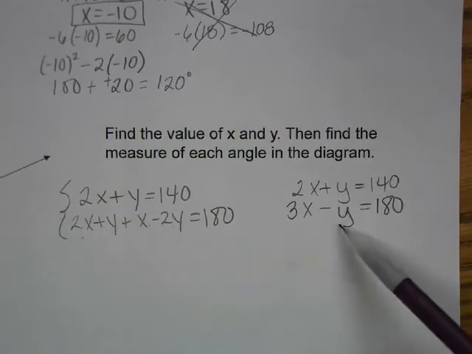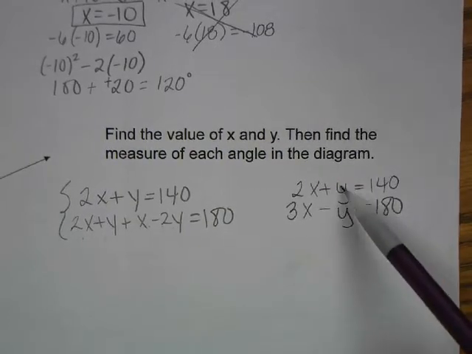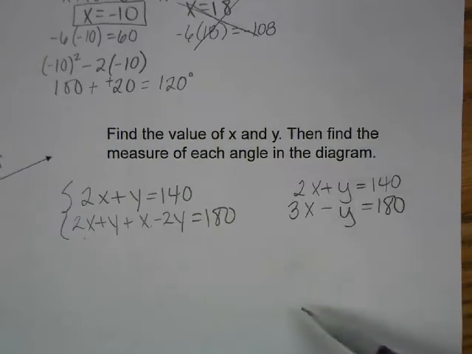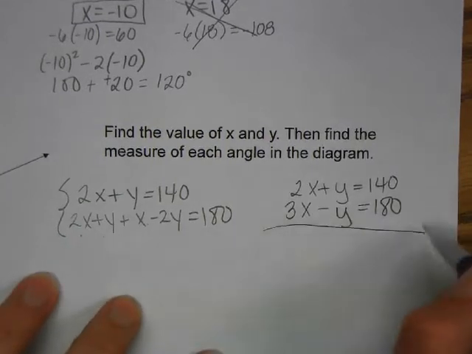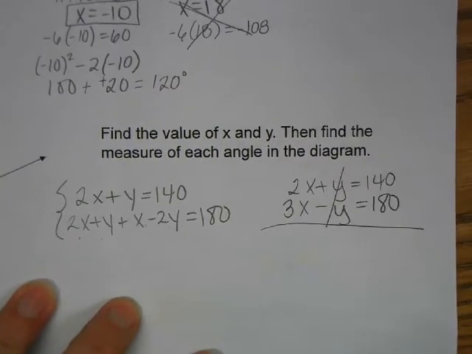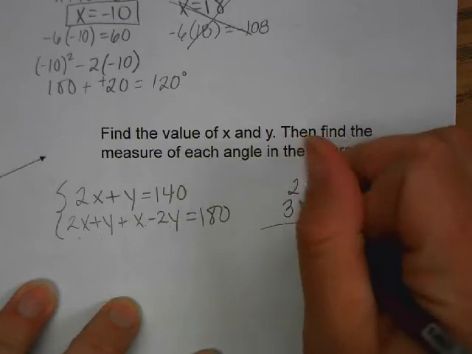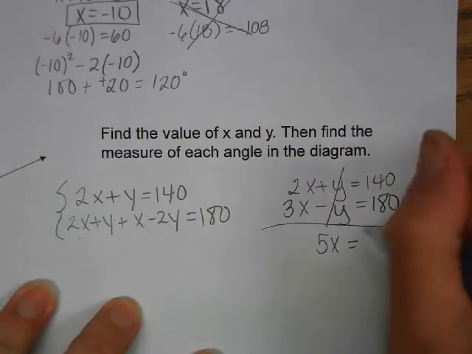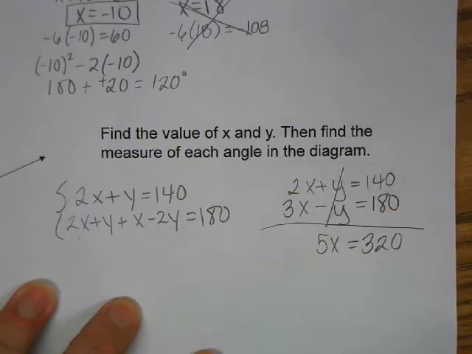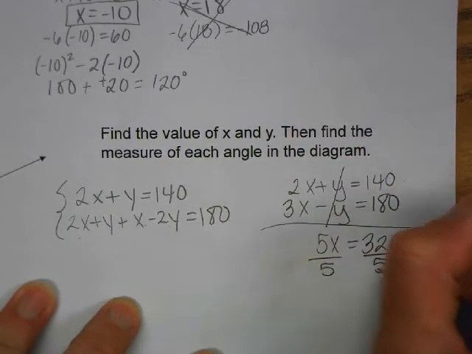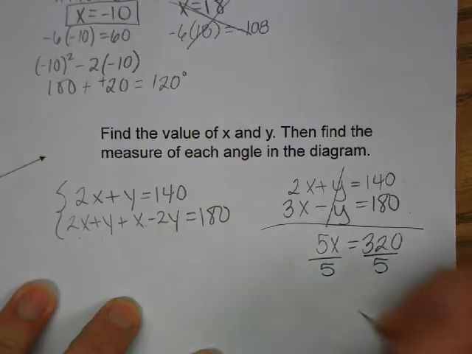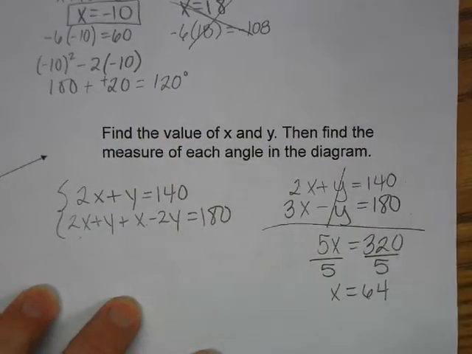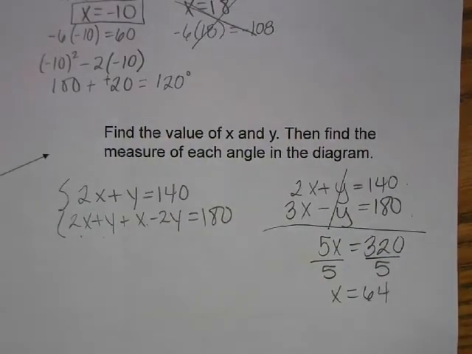Because if I were to add these two equations, the 1y and the minus 1y would cancel, and I could just solve for x. So I'm going to go ahead and do that. Again, the y's will automatically cancel. 2x plus 3x is 5x. 140 plus 180 is 320. Divide both sides by 5. And 320 divided by 5 is 64. So I automatically have that x is 64 using the elimination method.